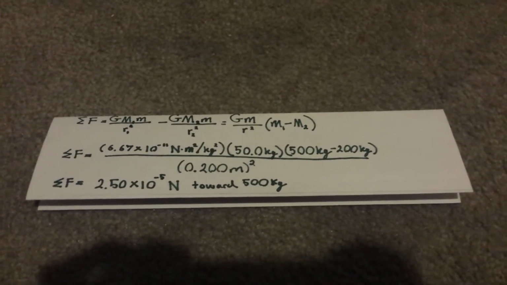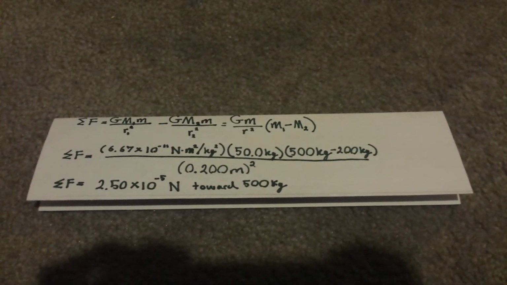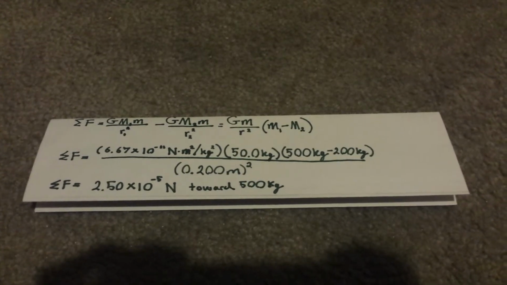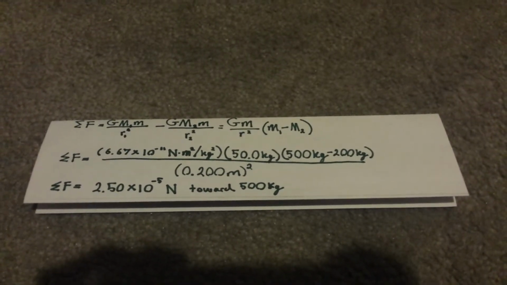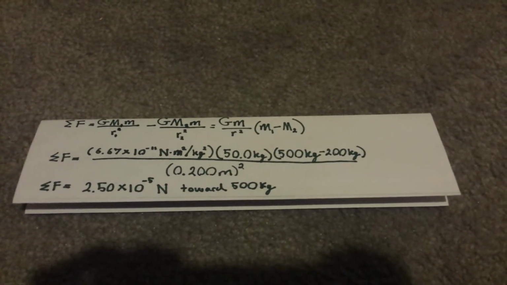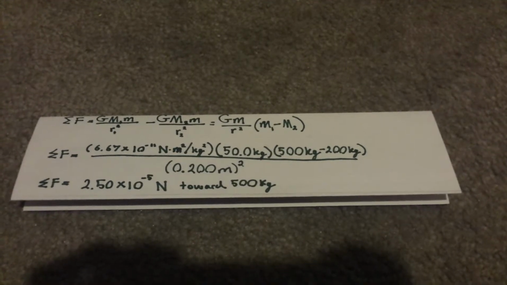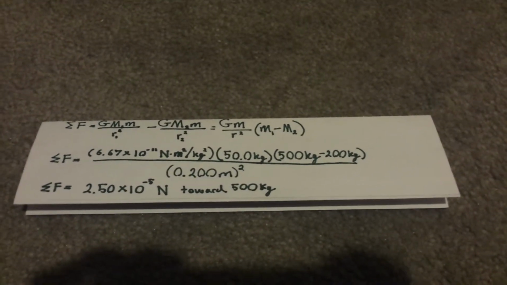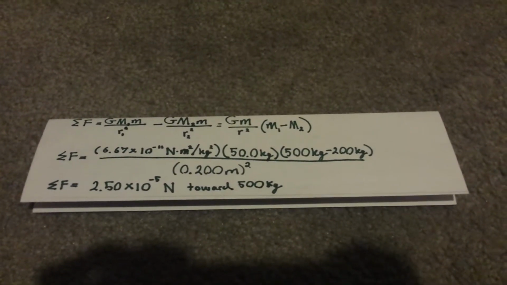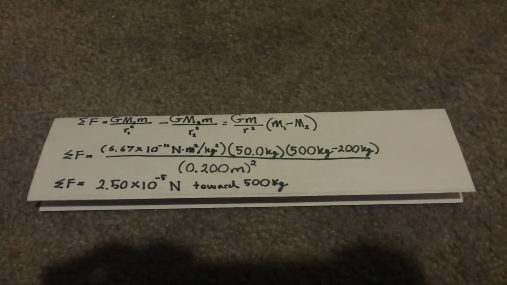When you plug in the numbers, you get 6.67 times 10 to the negative 11, which is the gravitational constant, multiplied by 50, the mass of the object placed midway between those two objects, multiplied by the difference between object 1 and object 2, which is 500 minus 200, or 300 kilograms, over 0.2 squared. 0.2 came from the midway point.